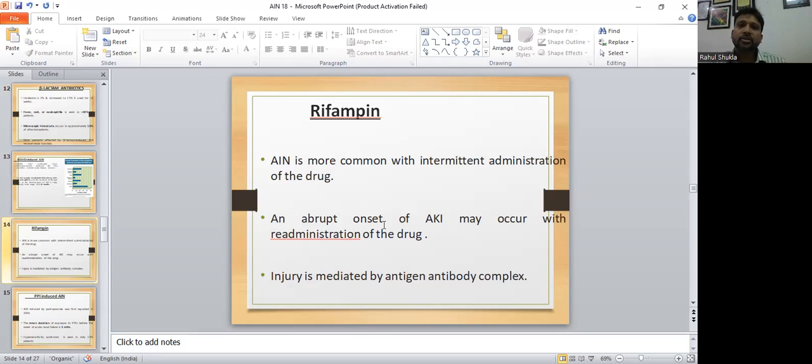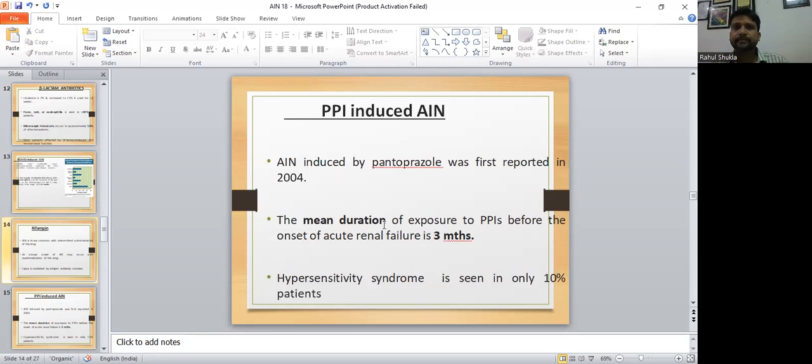Because of antibody formation, the AKI occurs more commonly after re-administration of the drug. So if somebody has used rifampin in the past and it is restarted, then this type of injury is seen more commonly, and it is mediated by antigen-antibody complex.